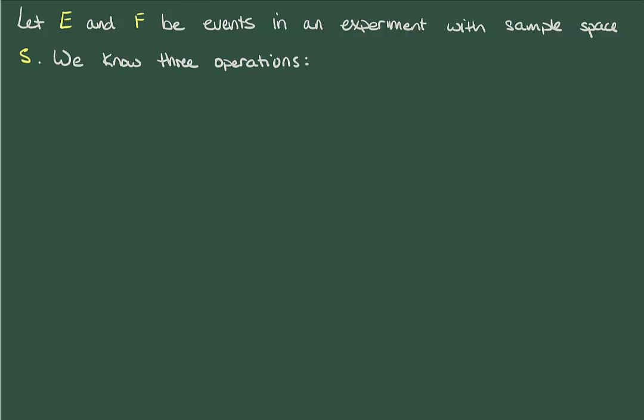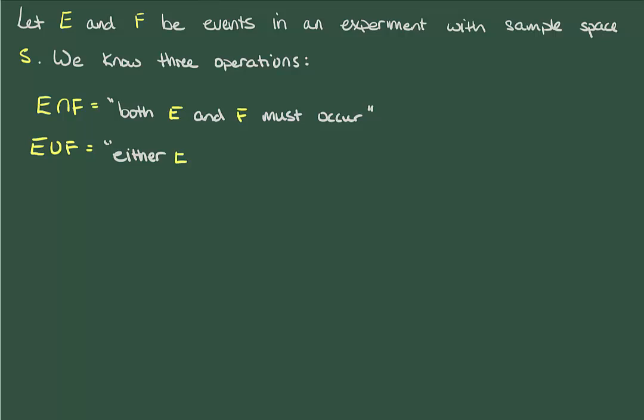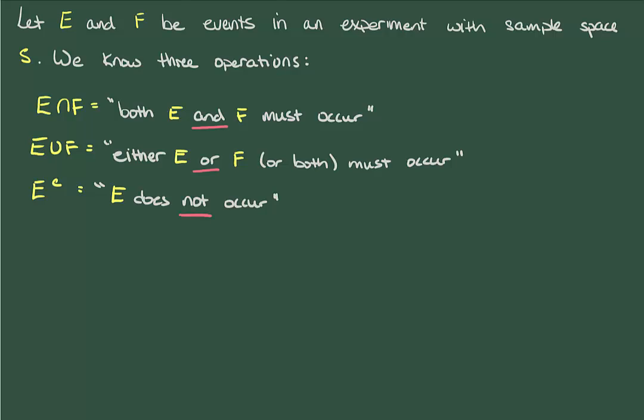We can take their intersection, which corresponds to a new event in which both E and F must occur. We can take the union of the sets, creating a new event in which either F or E or both occur. And finally, we can take the complement of a set, which is an event in which E does not occur. Now, the keywords in each operation are and, or, and not. And while these have formal mathematical meanings, you probably already have a good feeling for what these should do.